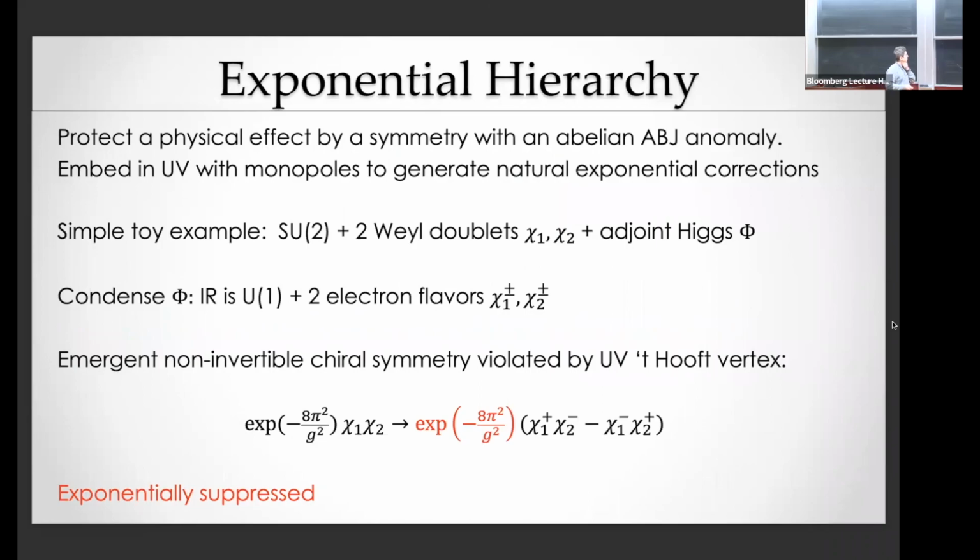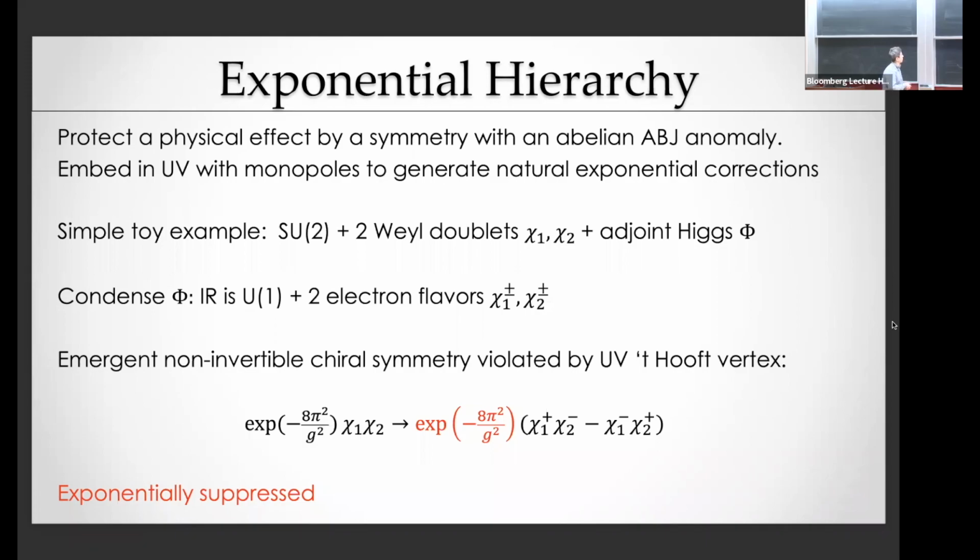Okay, let's keep going. So where are we going? We want to protect some physical effect. We want to use this to make real exponential hierarchies. What are we going to do? We're going to protect some physical effect by a symmetry that has an abelian ABJ anomaly, and then we're going to embed in some UV with monopoles to generate natural exponential corrections. That's our idea.